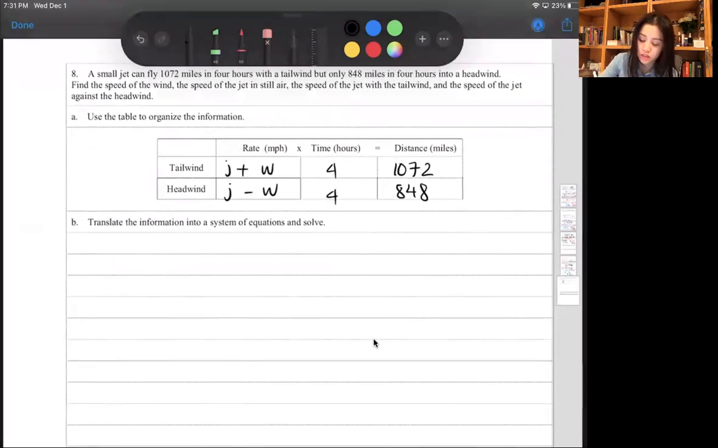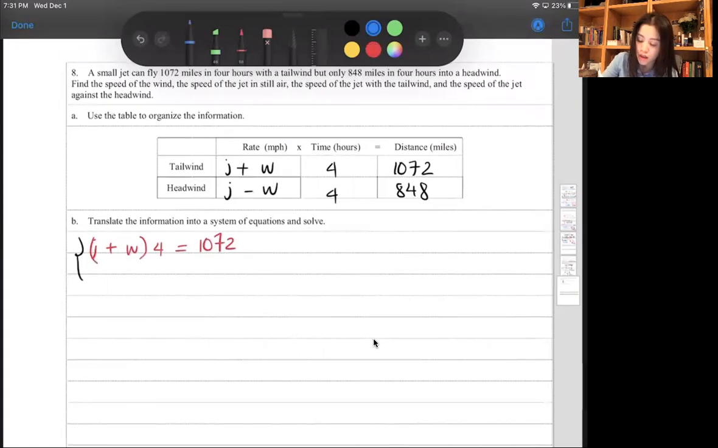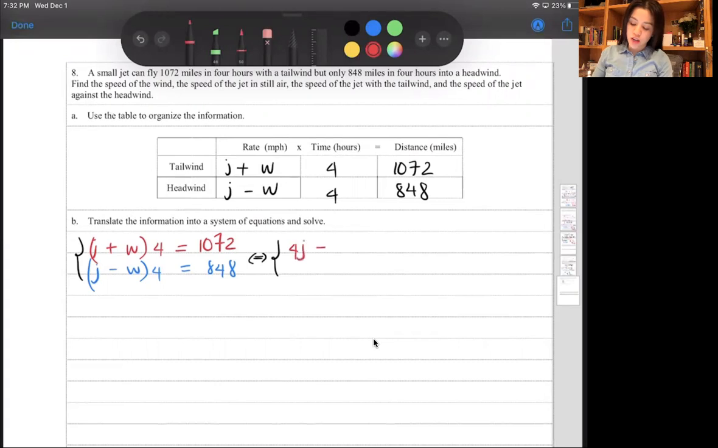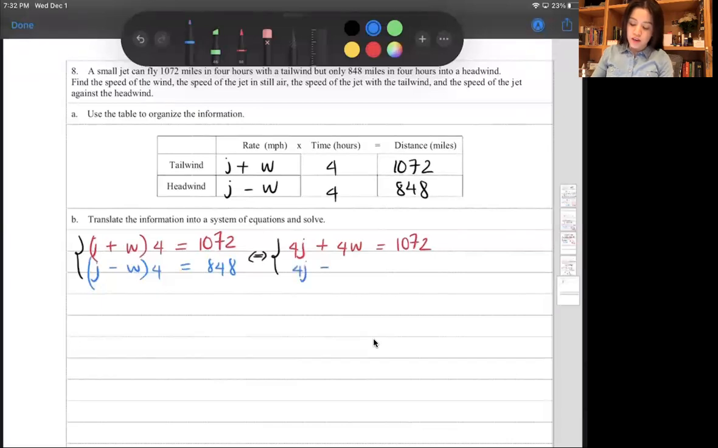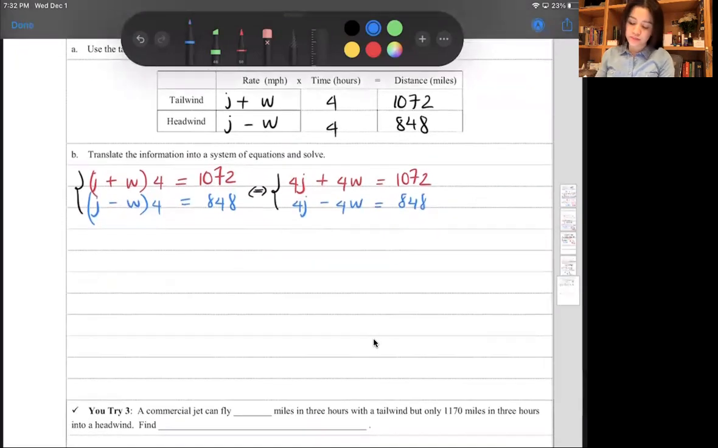Now the system of equations is: J plus W times 4 equals 1072, and J minus W times 4 equals 848. Solve the system of equations. Distribute the 4 on the top. I have 4J plus 4W equals 1072. And on the bottom, 4J minus 4W equals 848. That cancels, right? When we add, that cancels.